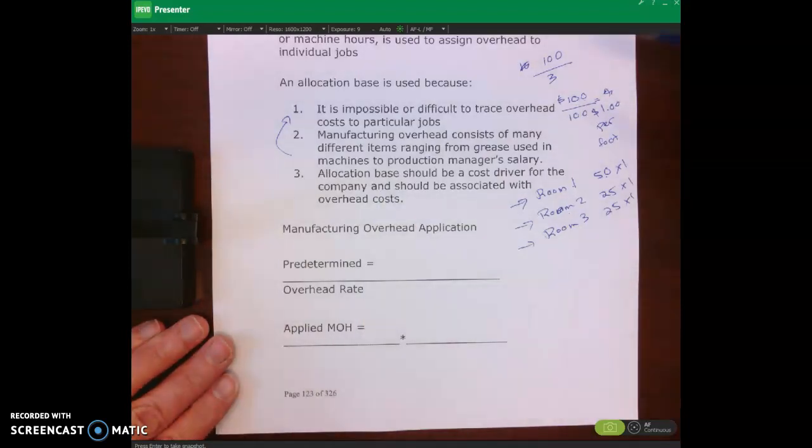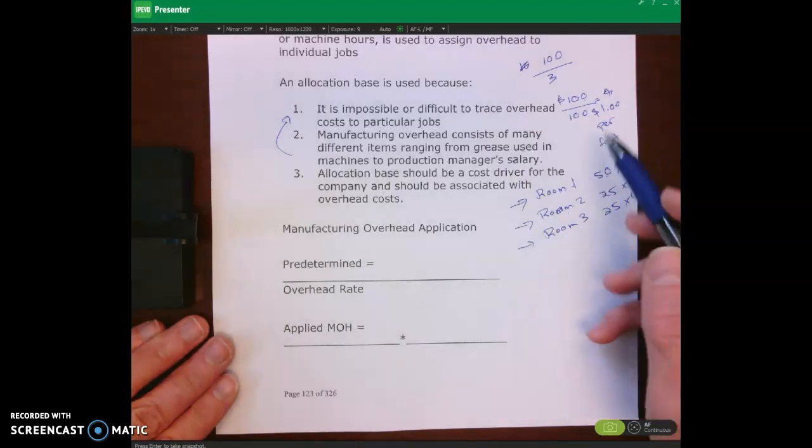All right, so this, as I was talking about in the prior lecture video, we have our estimated overhead and our estimated allocation base, and we said our allocation base was square footage, and we calculate a rate, and then we multiply that rate times the amount of allocation base used by each roommate. In this case, the roommate would be like the job.